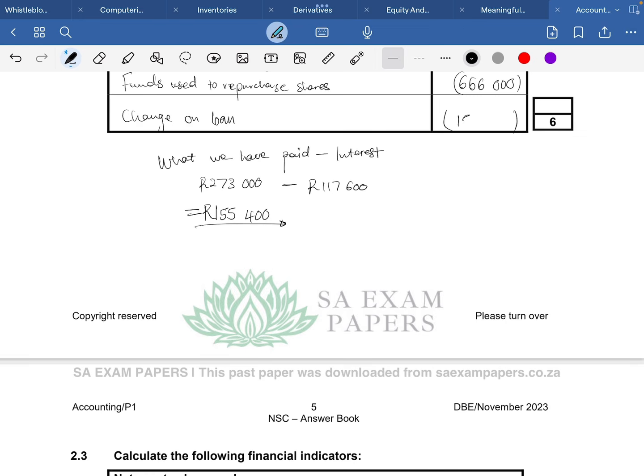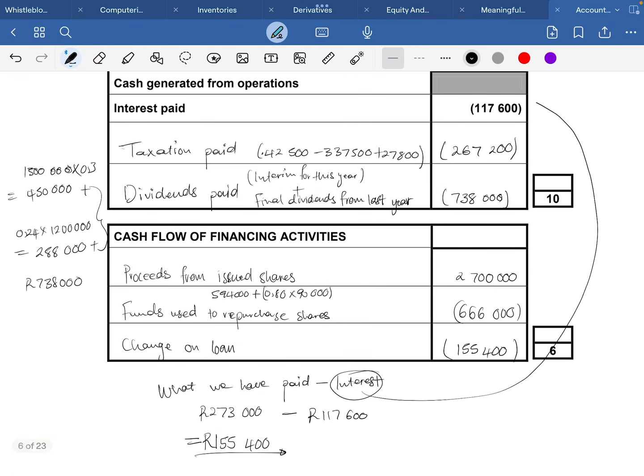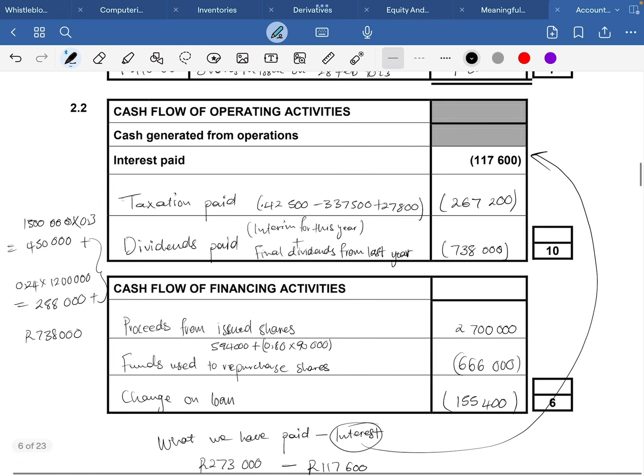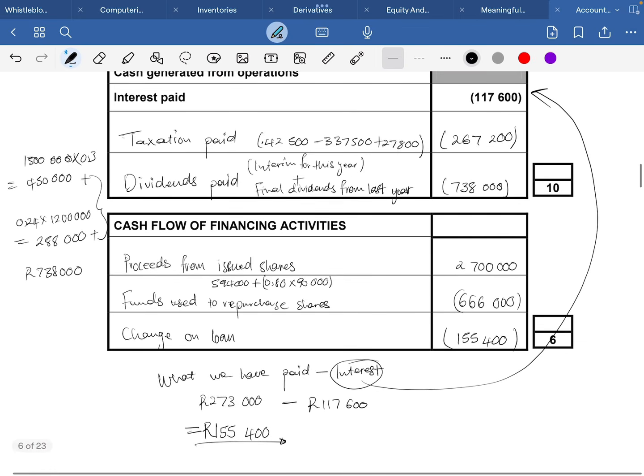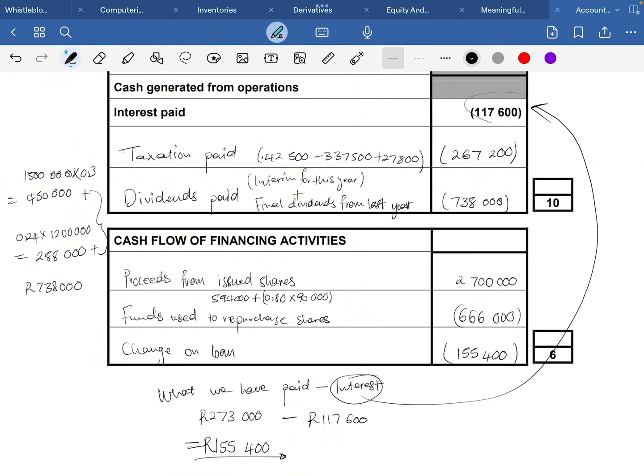155,400. So this is our outflow in the change in loan, right? Remember that we do not account for interest here. We could either account for interest in a different method, but I just won't get into it. We will cover interest in our cash flow from operating activities. So this is where the interest is covered, and hence you only need to account for the loan in this financing activity, because interest is just the cost of financing.